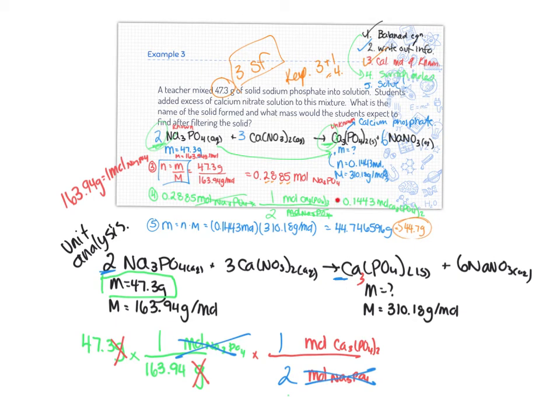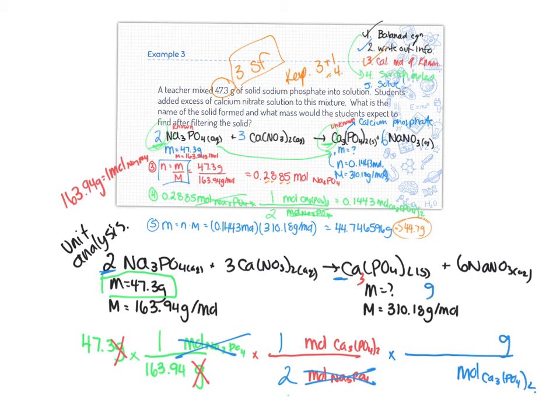Calcium phosphate, sorry. And that was our second step. So what we're doing is we're using units to go through our steps rather than formulas. All right, our very last step. We need to convert moles of calcium phosphate into grams because we're looking for mass.